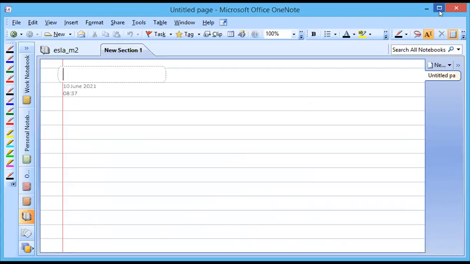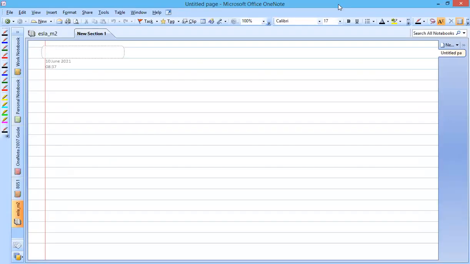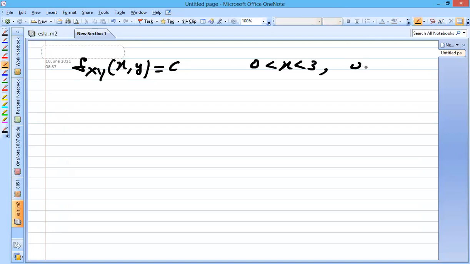Can you see the notebook here? Yes, ma'am. Okay. So here we are given the PDF f_XY(x, y) as a constant c, and it says that x is between 0 to 3 and also y is between 0 to 3.